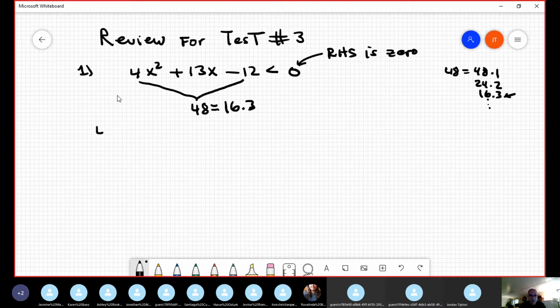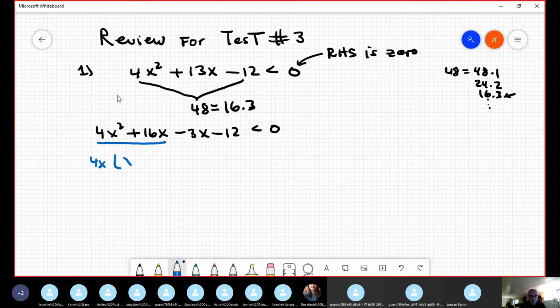So you copy the first term exactly the same. You break down the 13 into 16 and minus 3: 4x squared plus 16x minus 3x minus 12, less than 0. Now group. Factorization by grouping. The GCF in the first pair is 4x. 4x times (x plus 4).